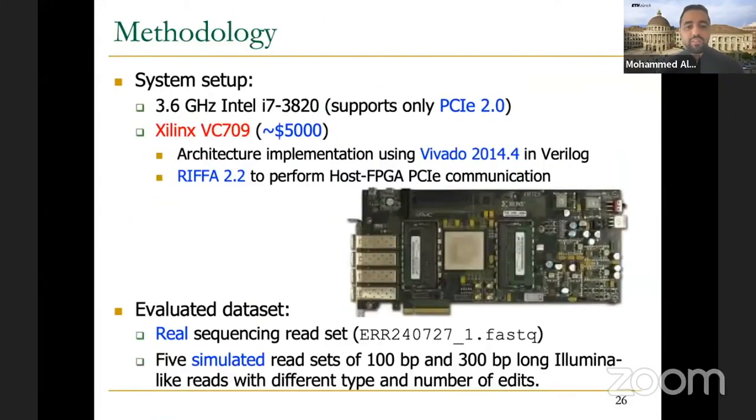Now for the key results, we realized this in real FPGAs. This is the FPGA itself, Virtex-7, the VC709. It cost about $5,000 to get at that time. I'm not sure about the price these days.